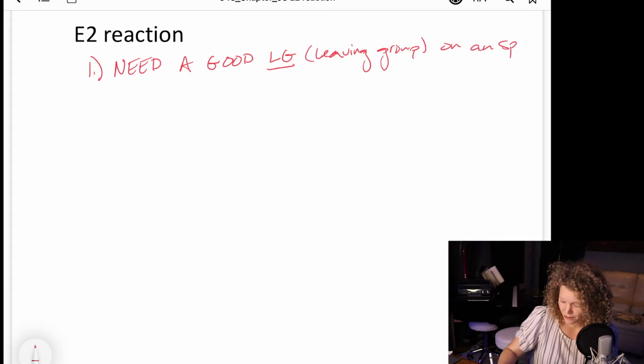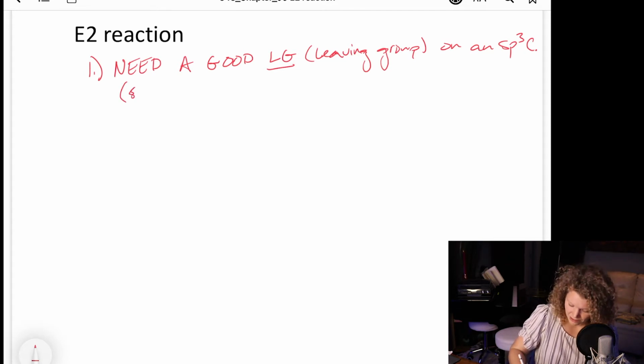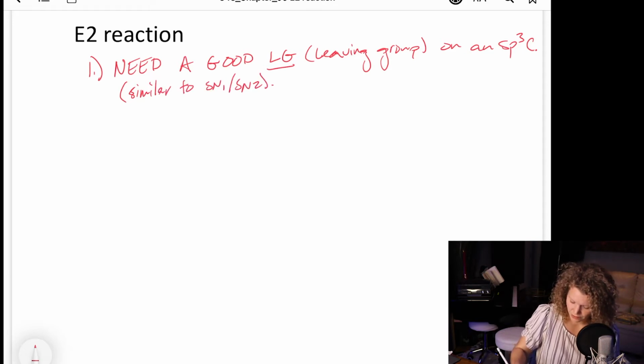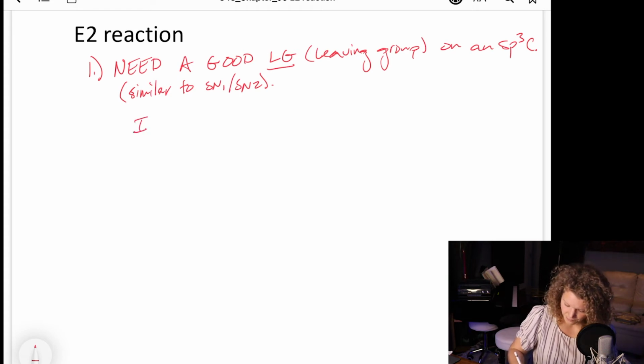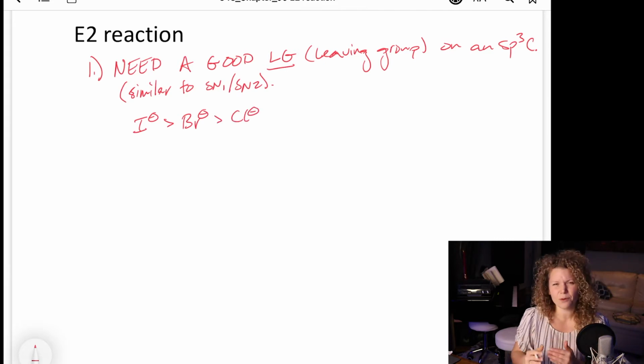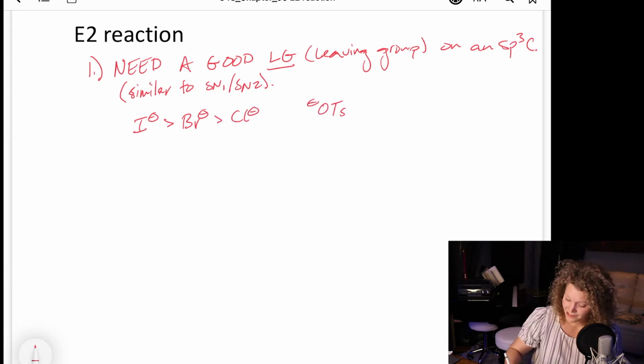On an sp3 carbon, okay? Now, good leaving groups are very similar to what we saw. It's similar to SN1 or SN2. Iodine is a great leaving group, and it's better than bromine, which is better than chlorine. Fluorine is not a good leaving group. A tosylate's a great leaving group, as well as a mesylate or a triflate.